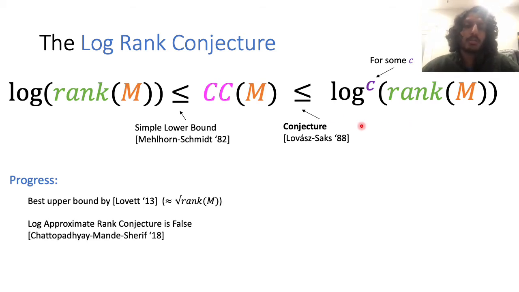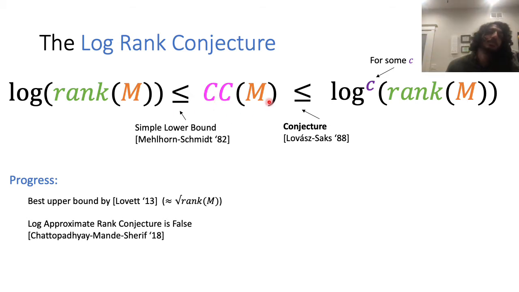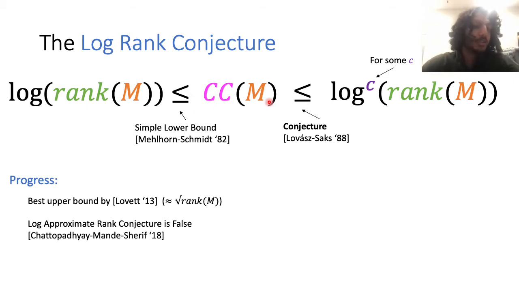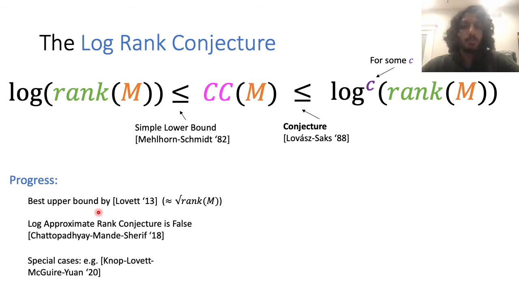We also know very recently that some generalization of the log rank conjecture is false. The log approximate rank conjecture is false. So maybe that suggests that the log rank conjecture itself is false. I don't know. And there are also some special cases of the log rank conjecture that we know. This has been an area of active research, but the question of whether the log rank conjecture is true still remains kind of wide open.